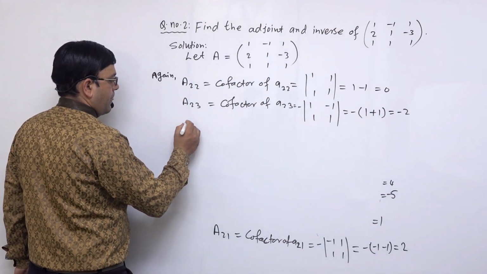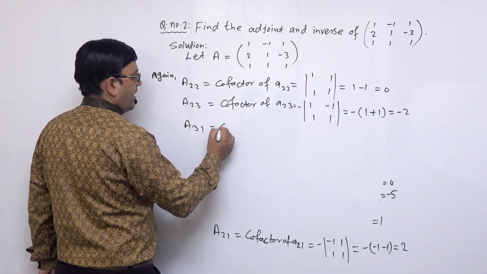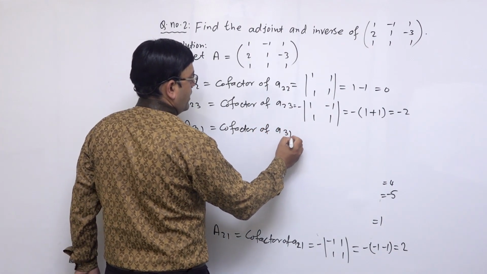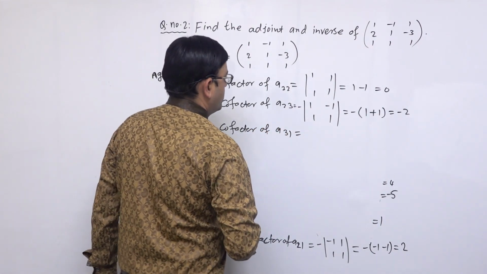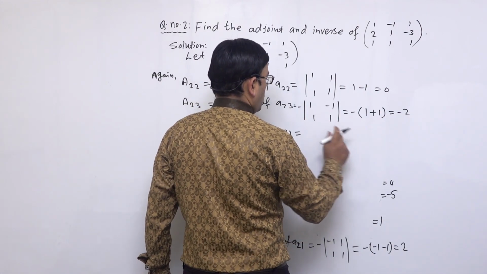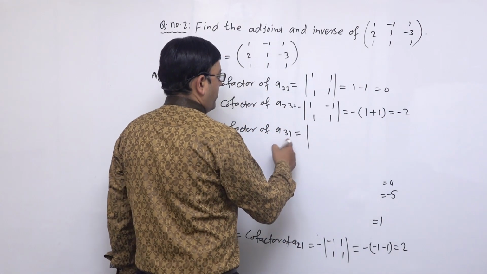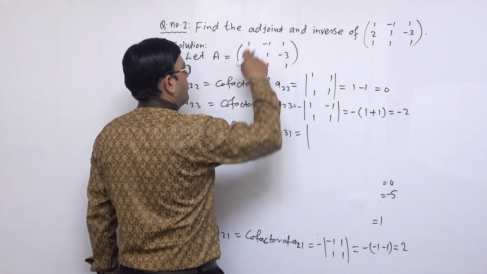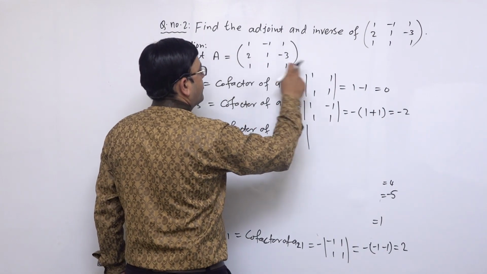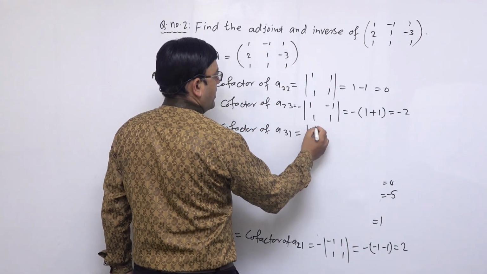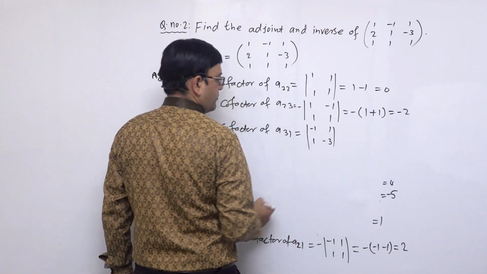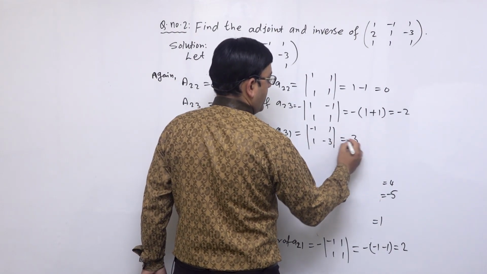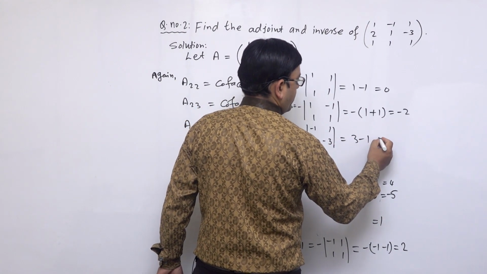Similarly, A31, it means the cofactor of A31. 3 plus 1 is 4, so here is a positive sign. With this row and this column out, we have minus 1 1, 1 minus 3. So this is equal to minus 3 times minus 1 is 3, minus 1 times 1 is 1, so 3 minus 1 is equal to 2.